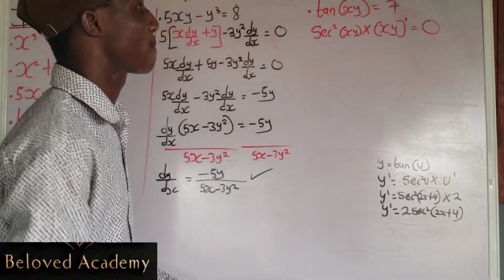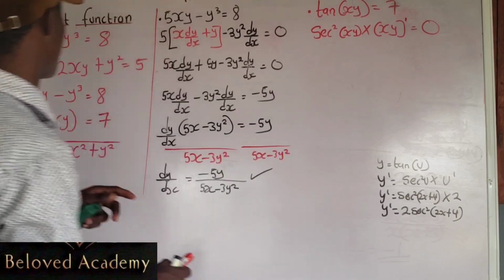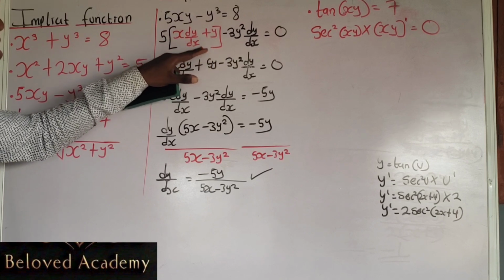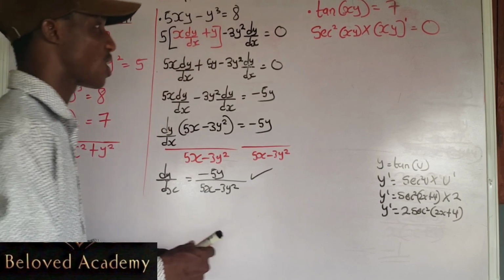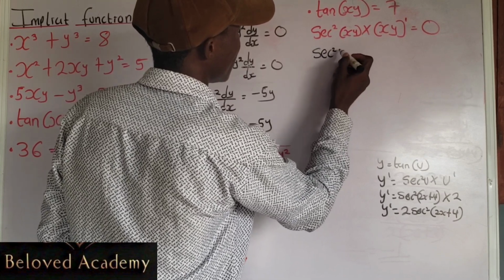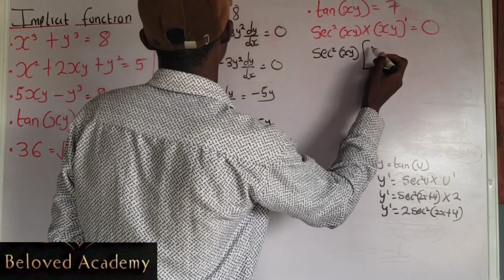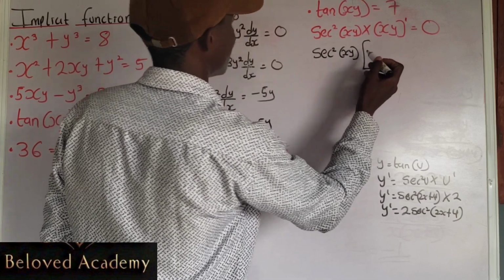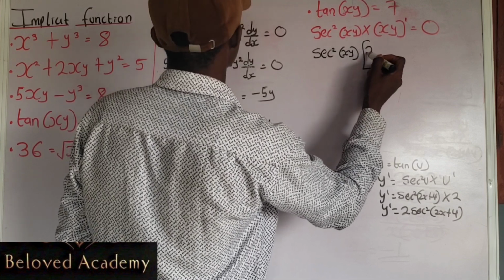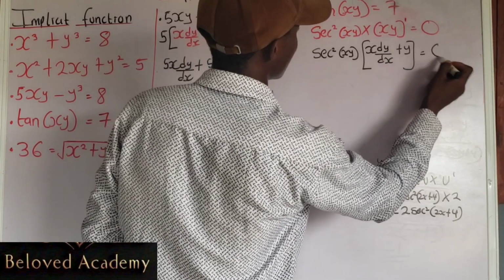Now, what I'm going to do next is differentiate xy separately. And I'm very sure you remember when we differentiate xy here, we have x dy dx plus y. Okay, so I'm going to have sec squared xy into bracket x dy over dx plus y equals 0.